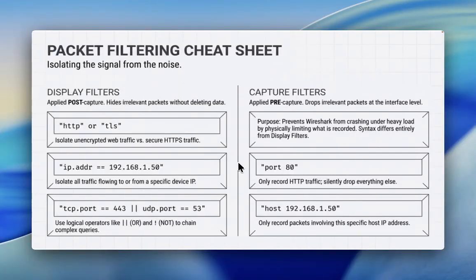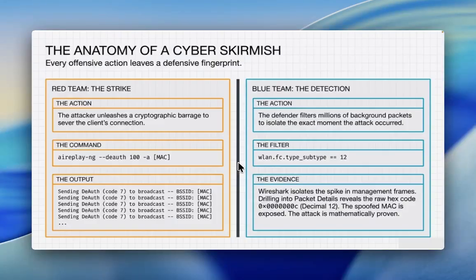Packet filtering cheat sheet: isolating the signal from the noise. Display filters are applied post-capture and hide irrelevant packets without deleting data. Examples: http or tls; ip.addr == 192.168.1.50 && tcp.port == 443; udp.port == 53. Capture filters are applied pre-capture and drop unwanted packets to prevent Wireshark from crashing under heavy load by physically limiting what is recorded. The syntax differs entirely from display filters. Example: port 80 only records port 80 traffic; host 192.168.1.50 only records that host.